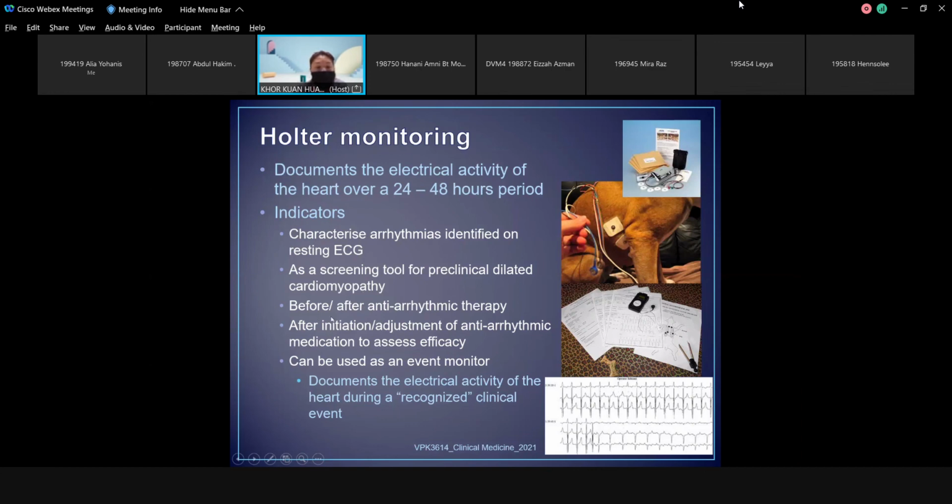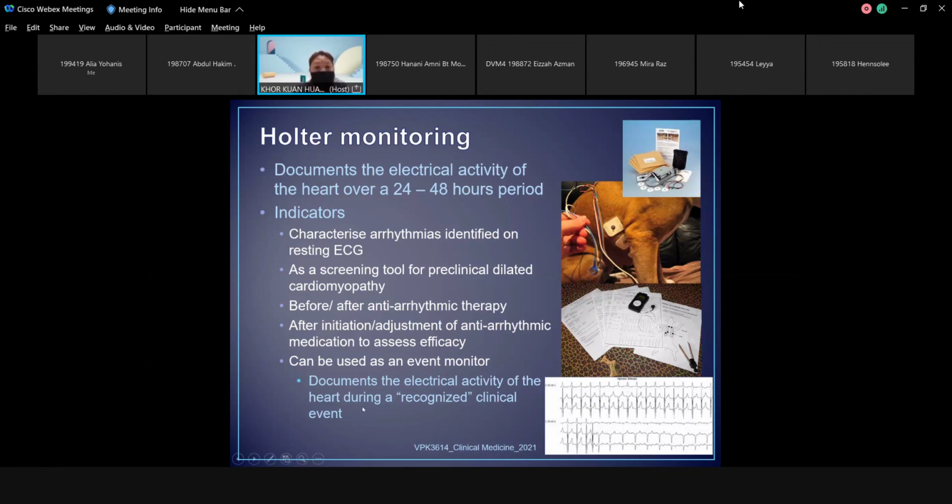Or sometimes you want to use this tool because you want to initiate an anti-arrhythmic drug. So you want to see the abnormal ECG pattern that you saw. Did it get better after the anti-arrhythmic drug that was given? Or sometimes you want to adjust the anti-arrhythmic drug. You want to assess the efficacy of certain drugs that you have already given. And again, you want to do 24 to 48 hours of monitoring.